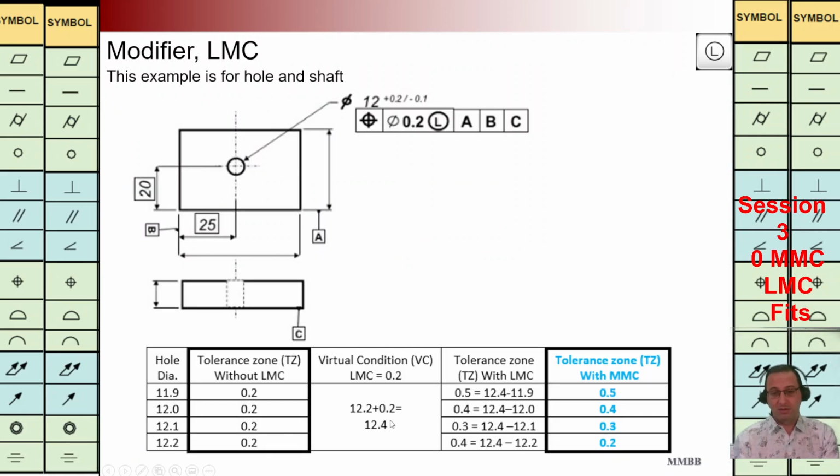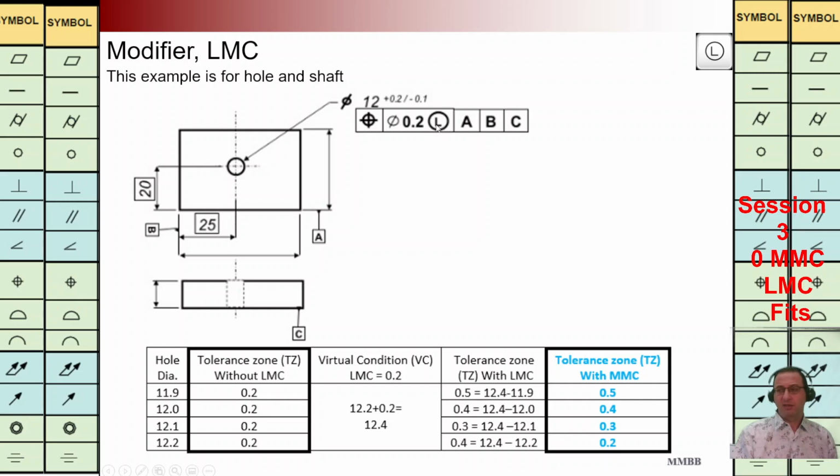Let's talk about this example. Here we can easily see in the table what I mean by dynamic tolerance. In this example, we have a hole diameter equal to 12. The tolerance zone is positive 0.2 and minus 0.1 for different hole diameters between 11.9 and 12.2. If we don't have this symbol, least material condition, the tolerance zones would be 0.2 for all different hole diameters.